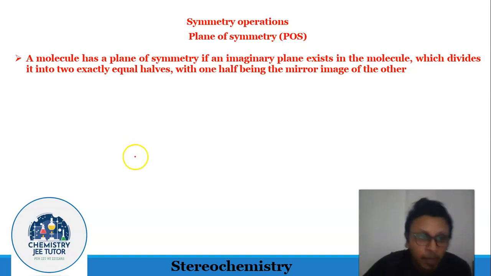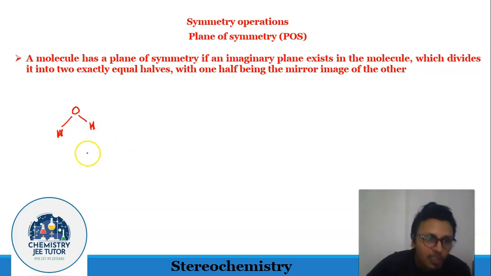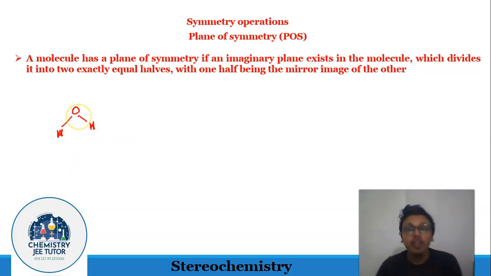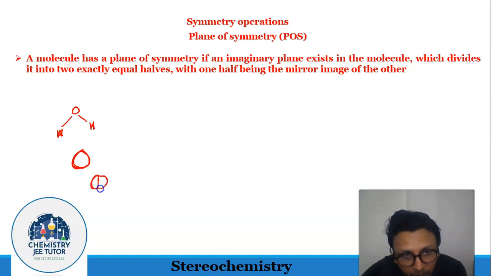Okay, let us do the simplest example we know, water. We know this is the shape of water. We don't consider lone pairs, because lone pairs we don't consider in these symmetry operations. Another thing you must remember is that these atoms are like spherical balls. In the plane only one half of the spherical ball will be here. The other half will be on the other side of the plane.